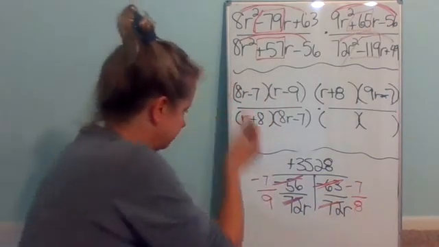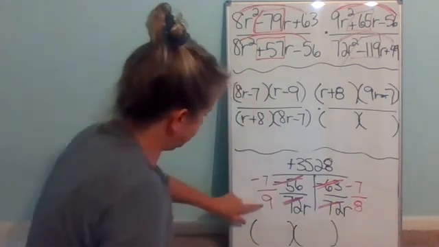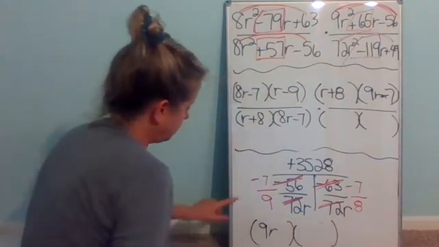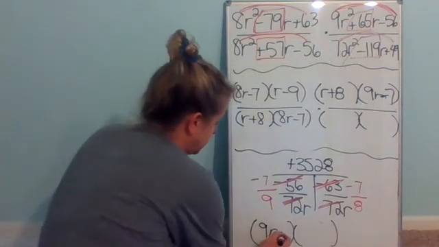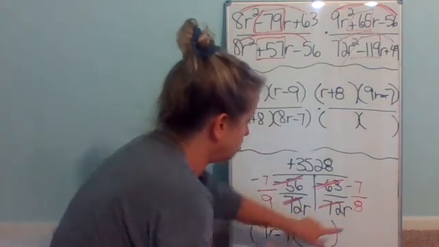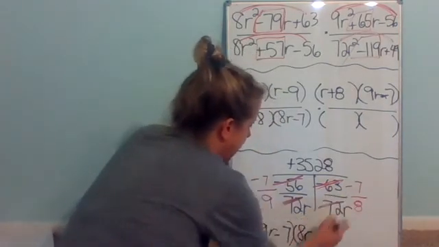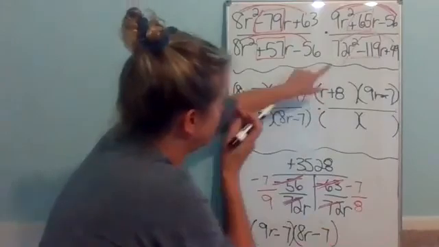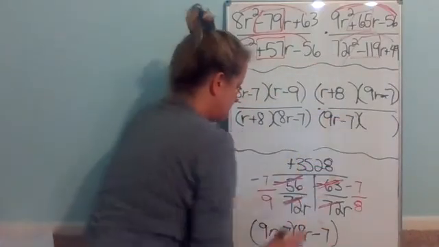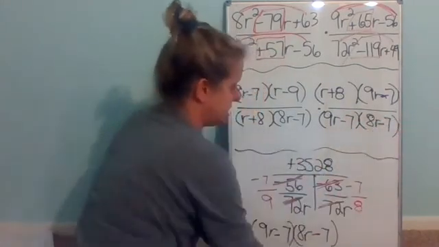So let's see. What's the first parentheses? 9R. What's up top with the sign now? Minus 7. In the bottom I just have R, or excuse me, 8R, sorry, up top minus 7. So this is that very last one. So 9R minus 7 and 8R minus 7.